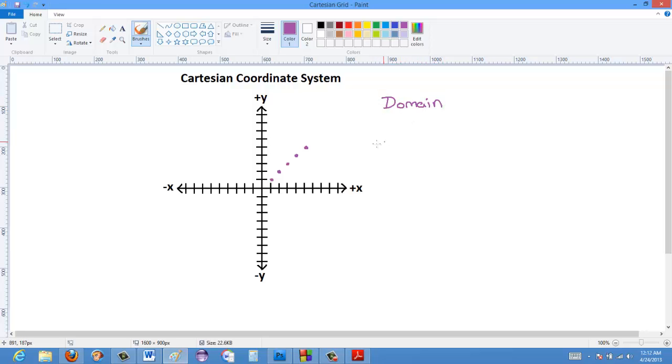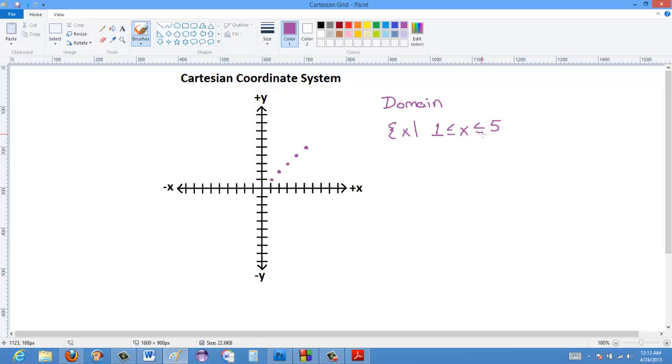Well, the domain is a set of x such that, let's see, 1 is less than or equal to x, which is less than or equal to, let's see, 1, 2, 3, 4, 5. Okay, so 5.